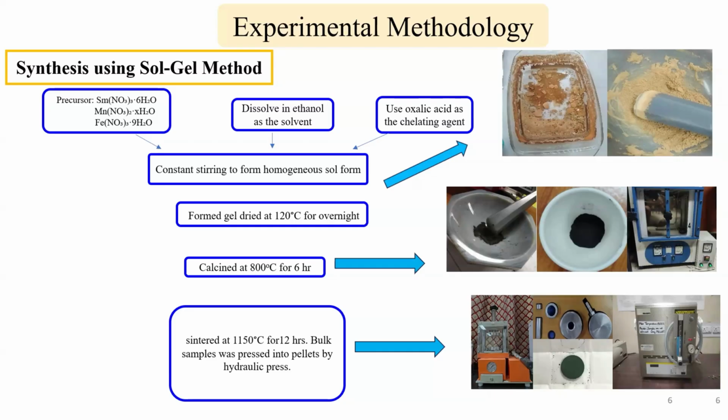After mixing all the starting materials, we stir for certain hours, then dry those samples overnight, then calcine at 800 degrees Celsius for 6 hours, then sinter at 1150 degrees for 12 hours to convert into powdered form. We make a bulk sample by pressing it into pellets with a hydraulic press, which are shown as evidence of the experiments.